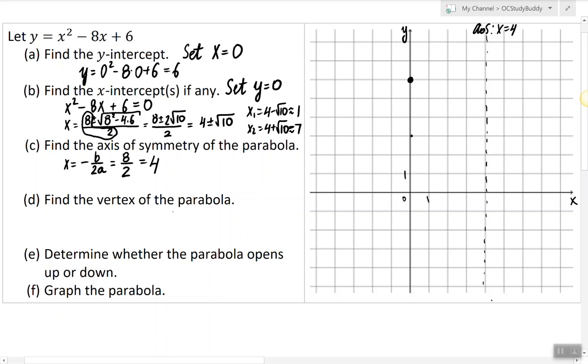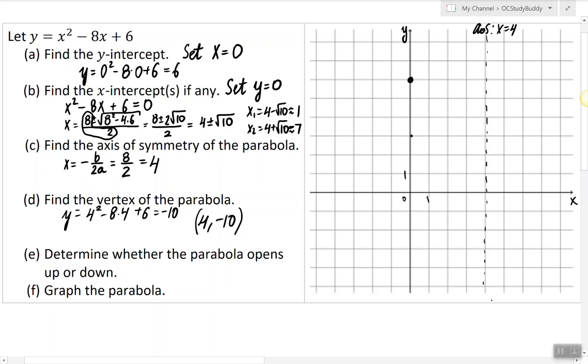Next, we find the vertex of the parabola. Finding the vertex of the parabola once you know the axis of symmetry is actually very easy, because we know the vertex belongs to the axis of symmetry. That means the vertex is the output of the parabola when the input is equal to 4. So to find the vertex, we simply replace x with 4 in the equation of the parabola. So 4 squared is 16, 16 minus 32 is negative 16, negative 16 plus 6 is negative 10. So the vertex therefore is 4, negative 10.